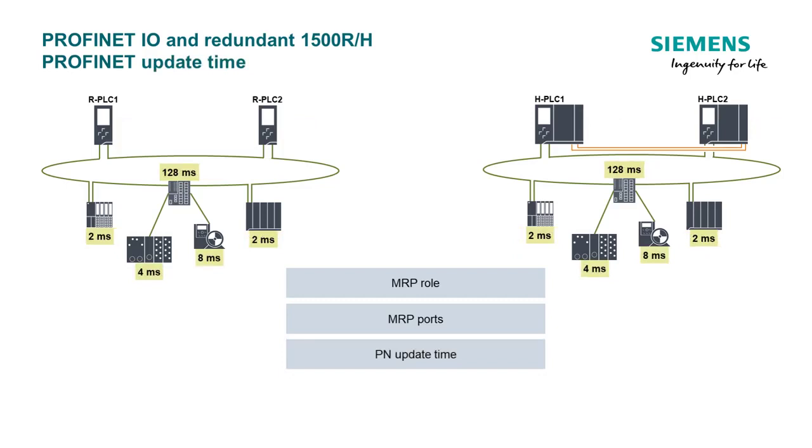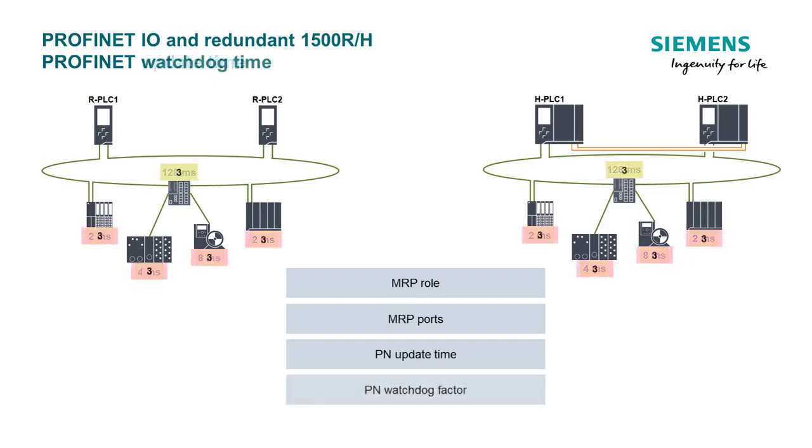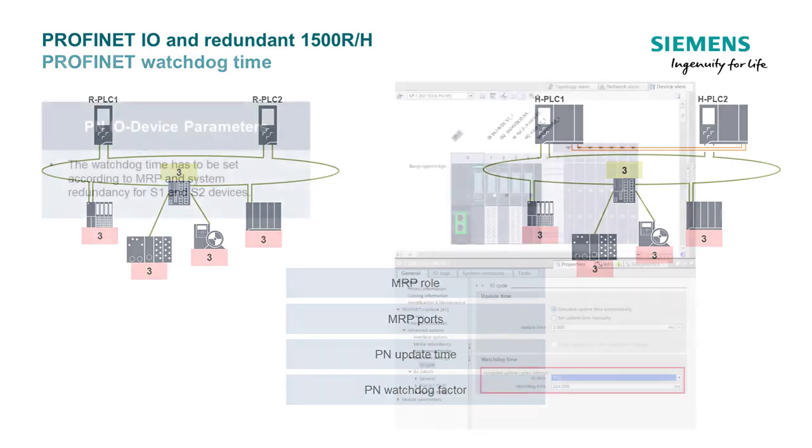The PROFINET update time is automatically calculated by TIA Portal but can also be managed by the user and depends on the number of devices assigned to the controller system. The default value for the accepted update cycles without I/O data is 3. But in case of R&H systems, such a value causes a compile error if the PROFINET update time of the device is in range between 1 and 64 milliseconds.